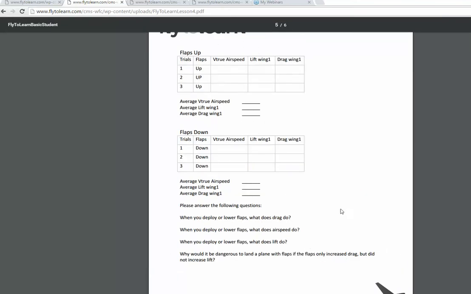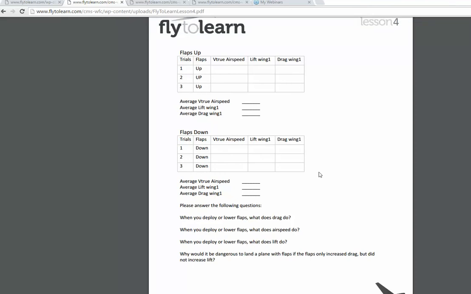What I ended up on last class was an exercise for you to test the differences in airspeed with the flaps up and flaps down on your King Air. We compared the airspeed, the lift, and the drag on both of these, and just basically to investigate the differences with, like I said, the flaps up or down.